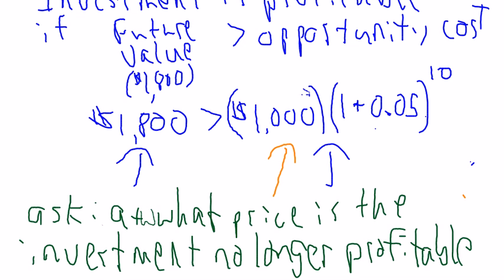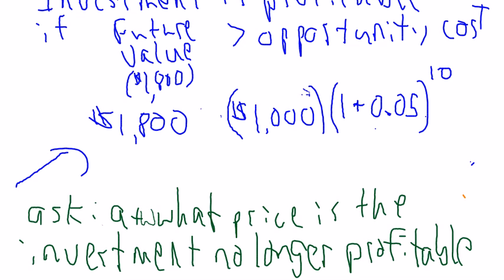I'm going to go back up to my expression here, and I'm going to change this greater than to an equal sign, and I'm going to change this $1,000 to the short acronym PV, present value. So now we're going to solve for PV. We're going to ask, what does the present value or the present cost of that investment have to be until the opportunity cost equals the future value of that investment? And whatever that present value is, that's the maximum price you would ever want to pay for the investment.